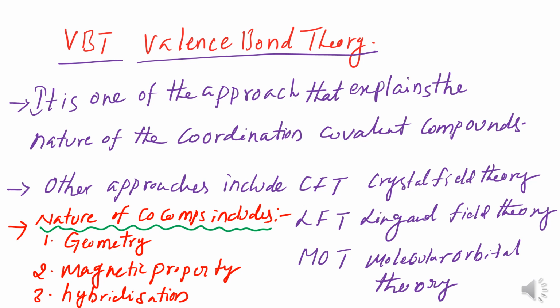What exactly are these theories going to describe about the nature of coordination compounds? They are going to see the geometry, how the geometry of the coordination compound is, and what type of magnetic property it is exhibiting, and what type of hybridization is responsible for these two properties. I can say geometry and the magnetic property. They are based on the hybridization, right?